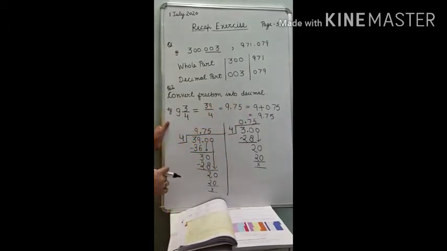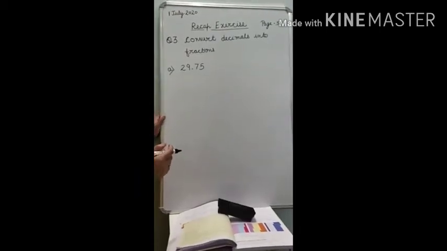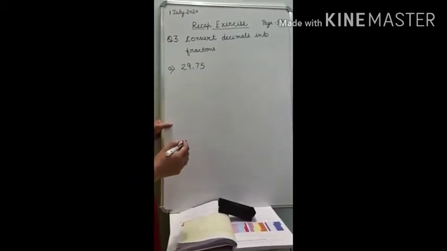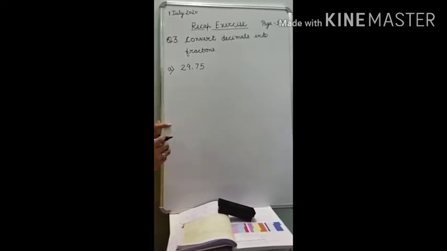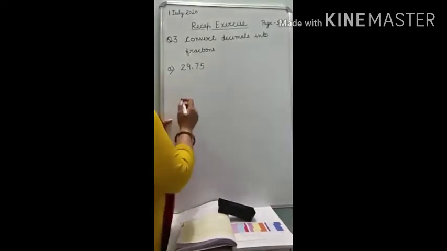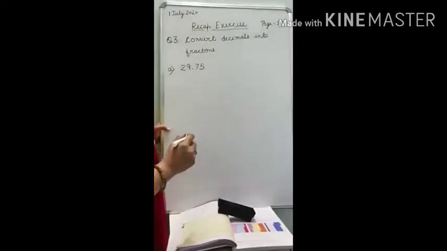Now look at the question number 3. Your third question is convert decimals into fractions. Now in this question, decimal number is given to you and you have to convert this number into fraction. Either you can convert into the improper or proper fraction, or you can convert into mixed fraction if it will come improper. Now what you will do, class, here also we have two methods.